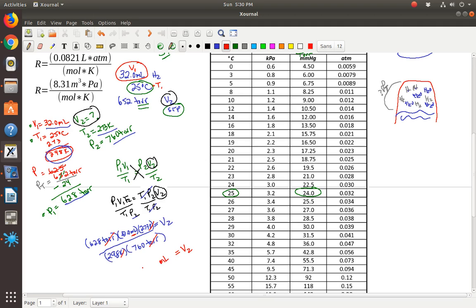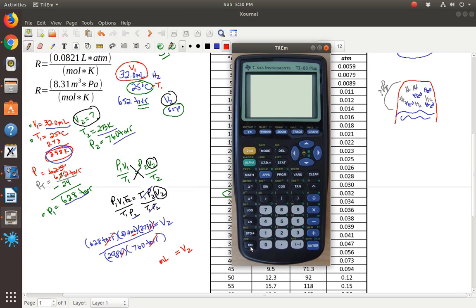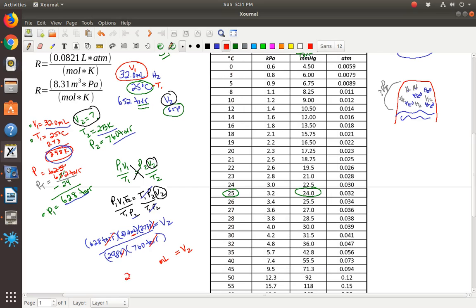And when I do that, I put it in my calculator. Pull up my handy dandy calculator. All right, and we have 628 times 32 times 273, enter, divided by 298, enter, divide again by 760. I get 24.22, and that's kind of a raw answer. And then we've got to look at sig figs.